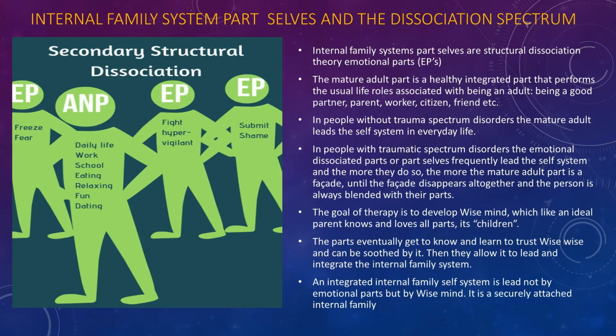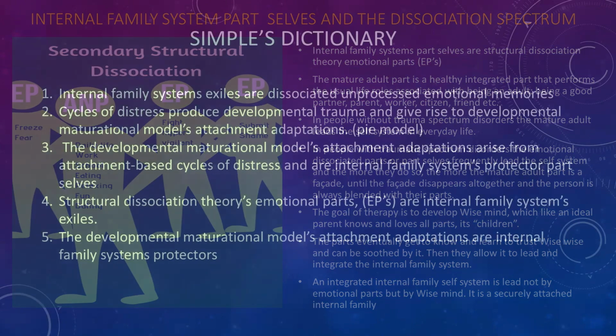The goal of therapy is to develop wise mind, which, like an ideal parent, knows and loves all parts, its children. The parts eventually get to know and learn to trust wise mind and can be soothed by it. They then allow it to lead and integrate the internal family system. An integrated internal family self system is led not by the emotional parts, but by wise mind. It is a securely attached internal family.